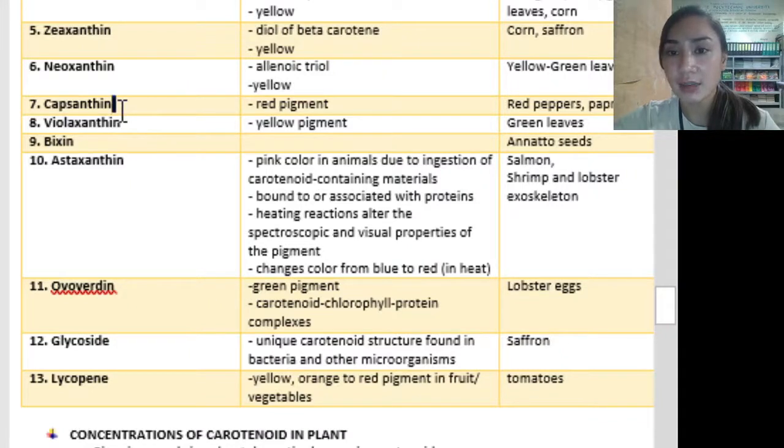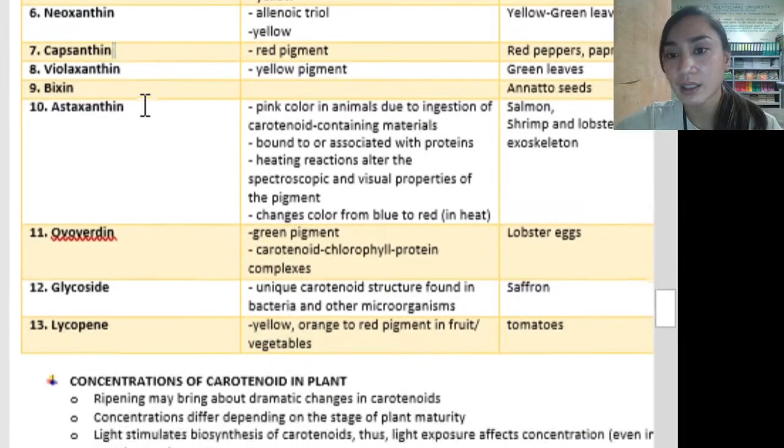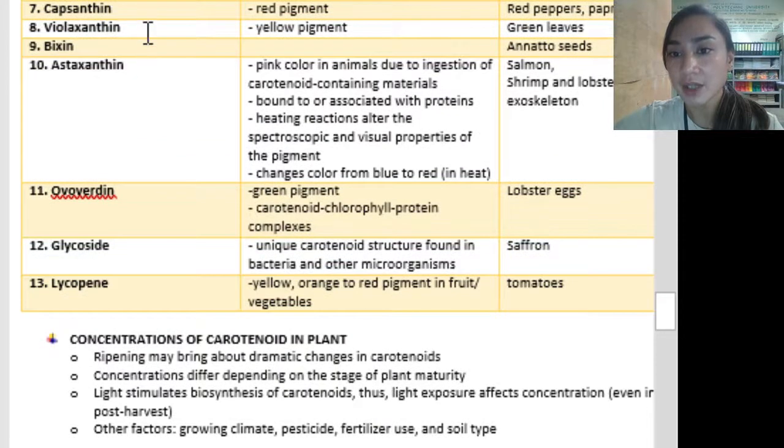Okay, next is number 7, capsanthin. So, it gives off the red pigment which is found in paprika or red peppers. So, di ba nga ang scientific name actually ng red peppers are capsaicin, di ba? So, parang capsanthin naman yung kanyang pigment. So, number 8 is violaxanthin. So, it gives off a yellow pigment, also present in leaves.